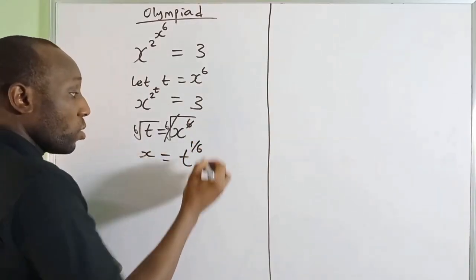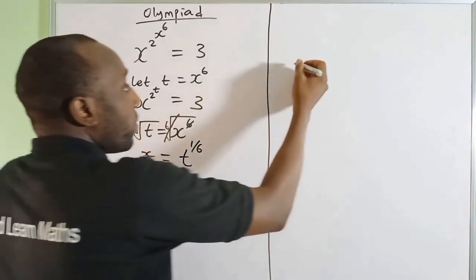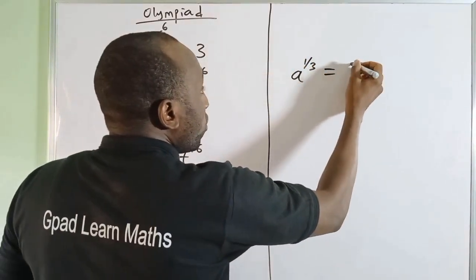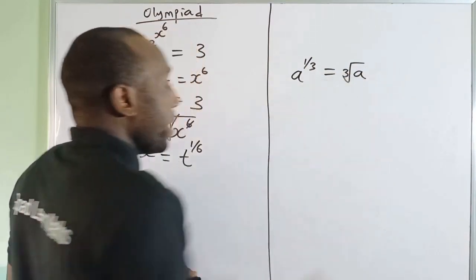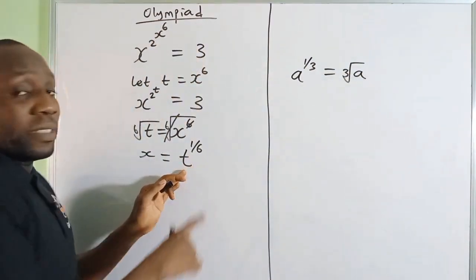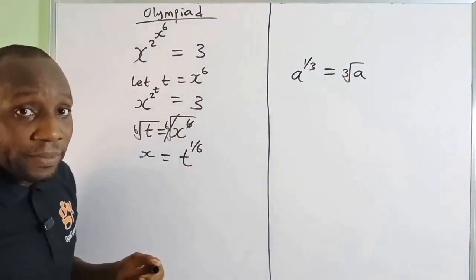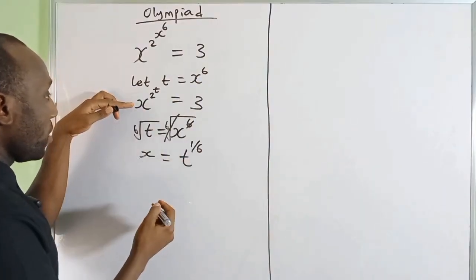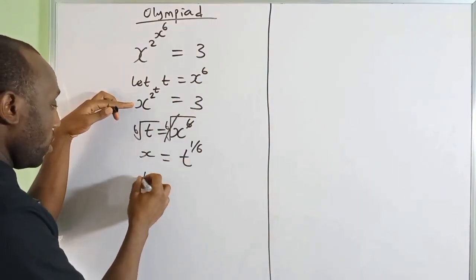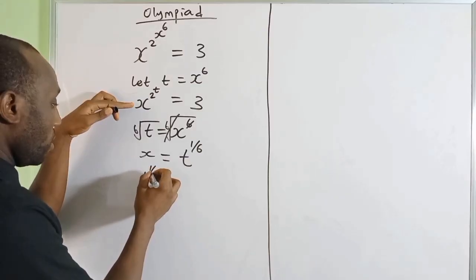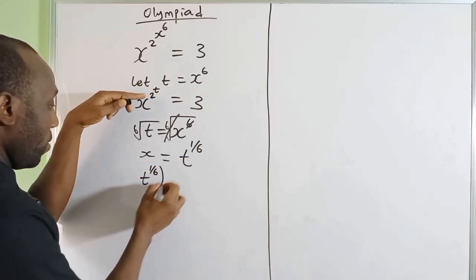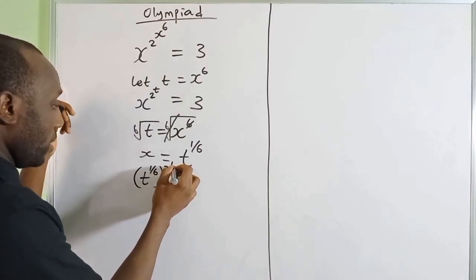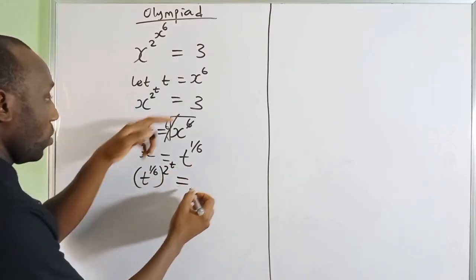Again, from one of the laws of indices. If you have, let's say, a raised to the power of 1 over 3, this is also the cube root of a. So it's just better expressing it in this form just to make our working easy. So what that means is that x has to be replaced with t raised to the power of 1 over 6. Let's do that right away. So t raised to the power of 1 over 6, then raised to the power of 2 raised to the power of t, which is equal to 3.